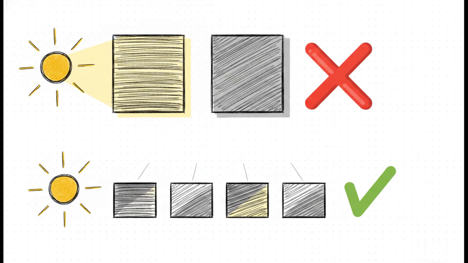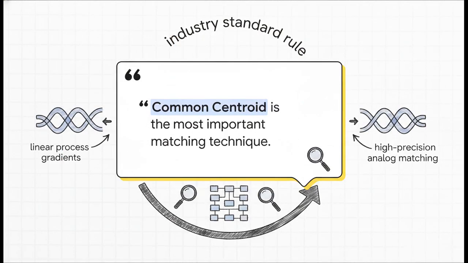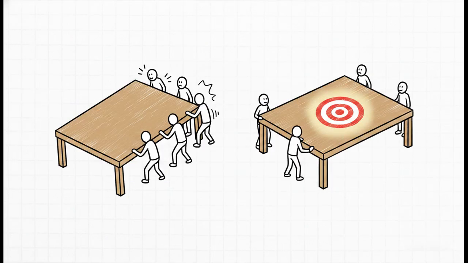But if we use interdigitation, arranging them as AB, both devices share the same environment. They experience nearly identical sunlight, or process gradients, across the whole layout. But for high-precision analog matching, we have an even better tool. It's arguably the most powerful industry secret to cancel out those linear process gradients. As the golden rule goes, common centroid is the most important matching technique. By placing the geometric centers of matched devices at the exact same location, common centroid perfectly balances linear process gradients. Imagine four friends carrying a really heavy table.